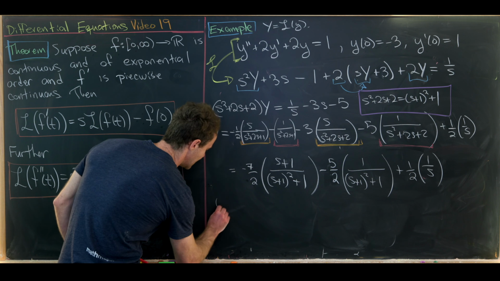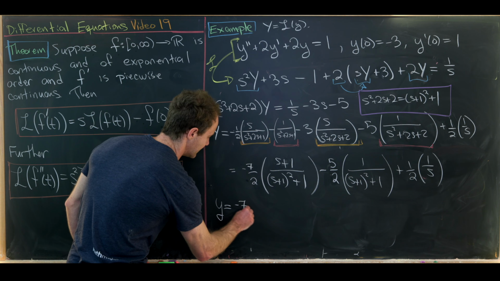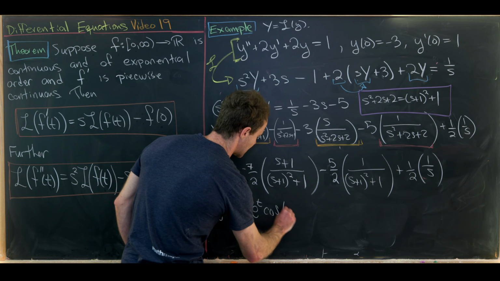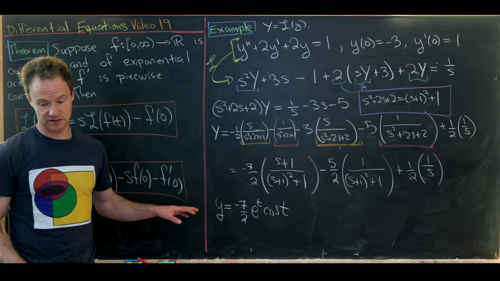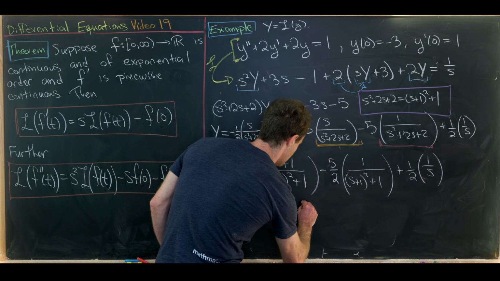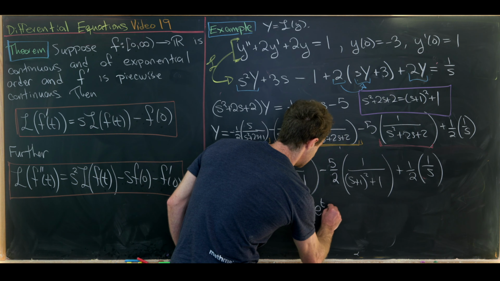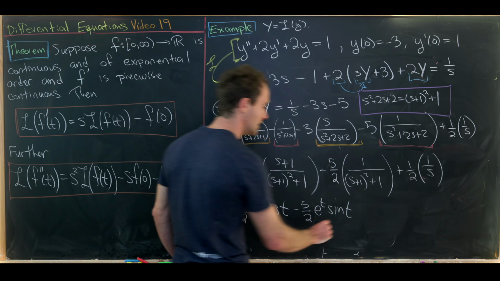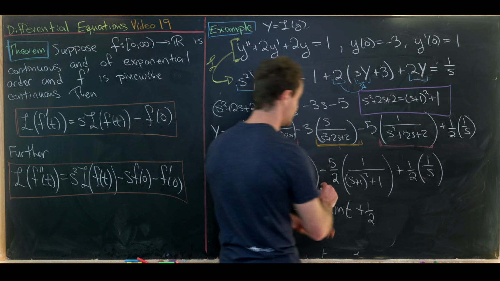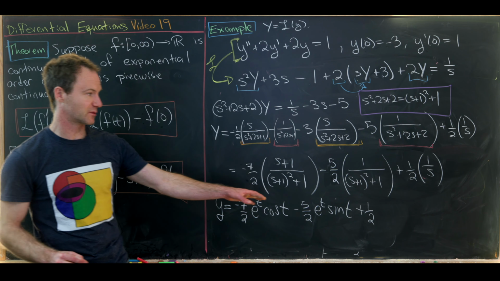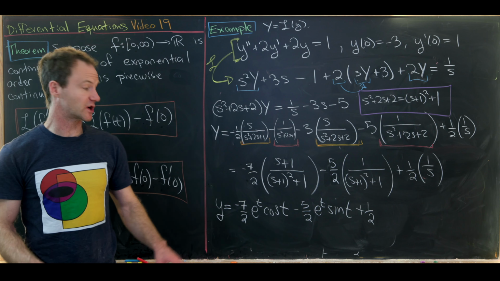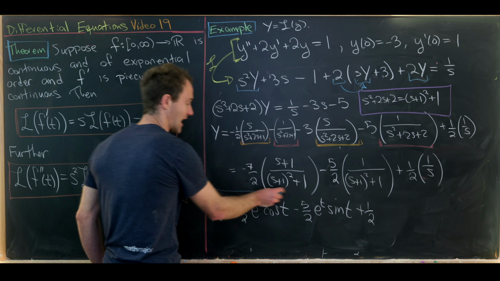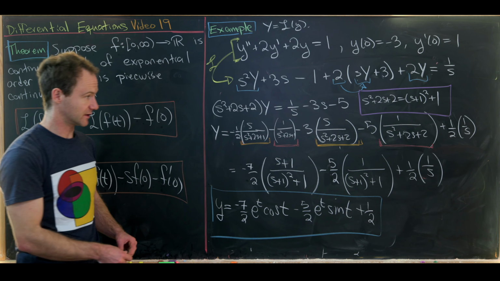So now we'll apply the inverse Laplace transform. We'll get negative 7 halves. This is equal to e to the t cosine of t, by that shifting rule I talked about. And then here we'll have minus 5 halves e to the t sine t, again by that shifting rule. And then plus 1/2, and just 1/2, because the Laplace transform of 1/2 is 1 over s. So we're good to go with that. So putting this all together, we have our final solution down here.